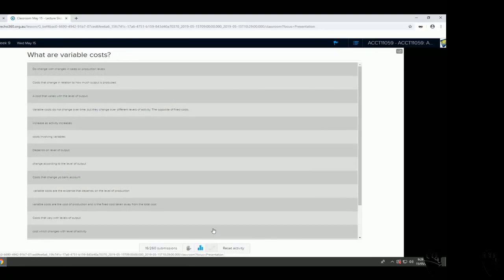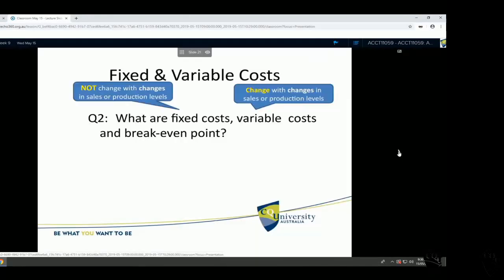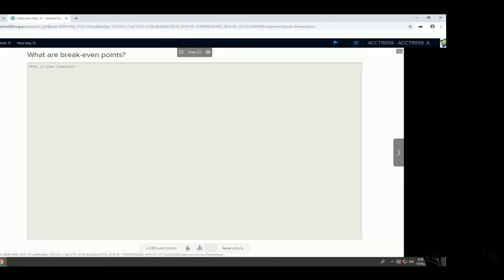That's right, they change in a fixed relationship to activities. So it might cost you $1 to ticket a passenger in an airplane every time. So it'll be $1 every passenger, averaging it out a little bit. So variable costs change in a fixed relationship to output. They change with the changes in levels of sales or production. Variable costs. So what are break-even points?